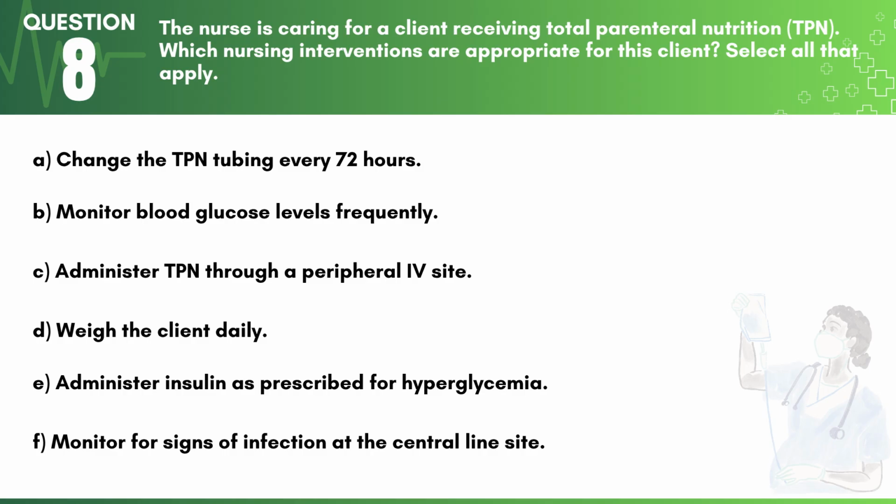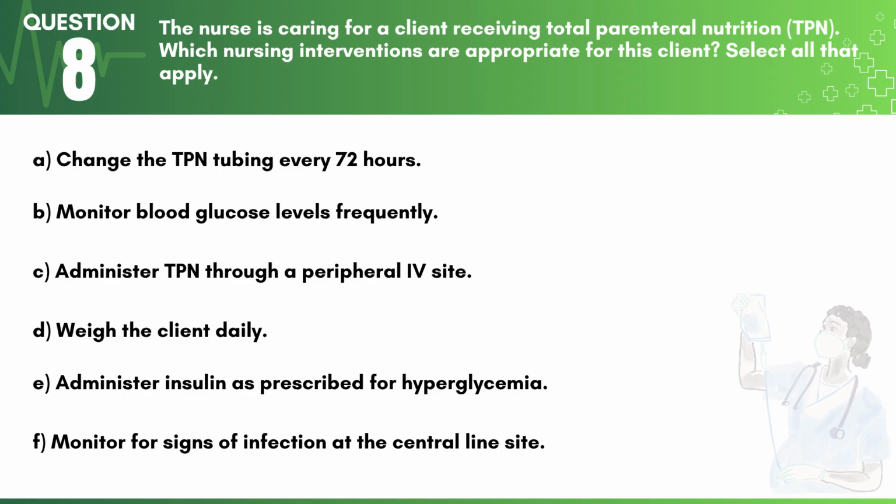Question 8. The nurse is caring for a client receiving total parenteral nutrition, TPN. Which nursing interventions are appropriate for this client? Select all that apply. A. Change the TPN tubing every 72 hours. B. Monitor blood glucose levels frequently.